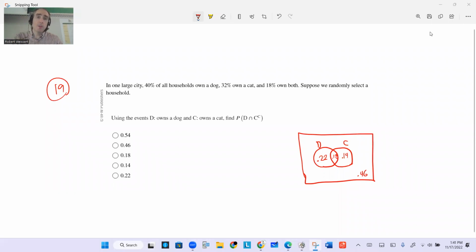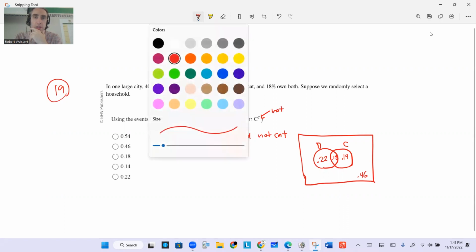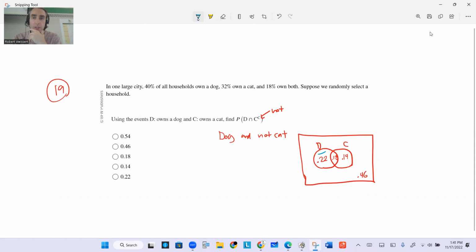Okay, question number 19. We have the same scenario. We want to represent and find the probability of dog and not cat. That C means not. So what we're looking for here is the dogs that are only dogs, but also not cat. So it's that 22%. Again, we can calculate that by taking that 40% and subtracting the both. That's going to give you 0.22. So the dog and not cat is 0.22.